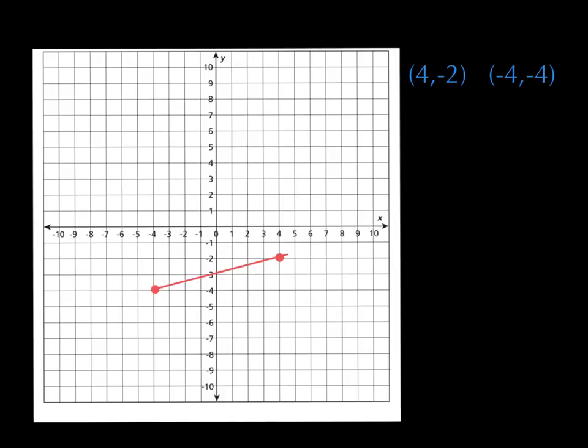So if I look at the point on the left, I would need to count up 2, and I would need to count over 8. Remember, your fraction should be how much you have to go up or down, the rise, over how much you go across, the run. So my fraction here is going to be 2 over 8, which simplifies to 1/4.